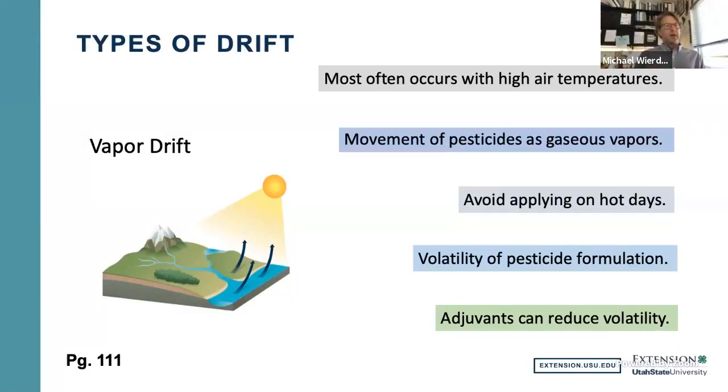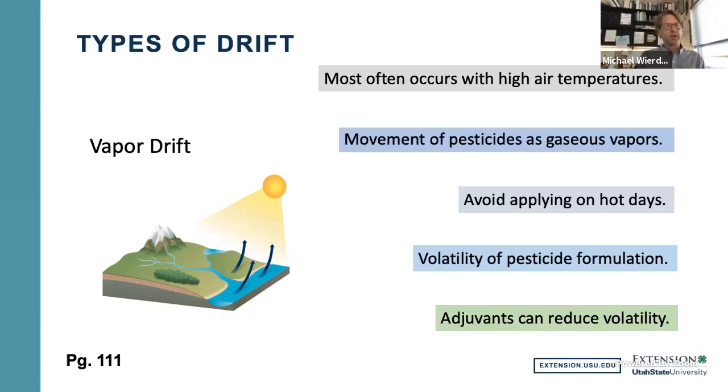Vapor drift. This most often occurs with high air temperatures. Many products will have mandated do not apply above certain temperatures in their labeling. Vapor drift is just that movement of a pesticide as a gaseous vapor.